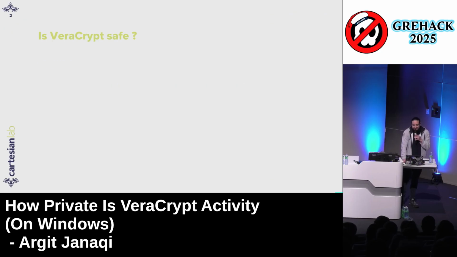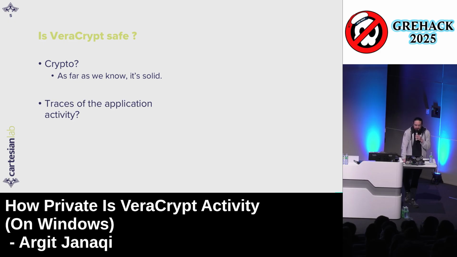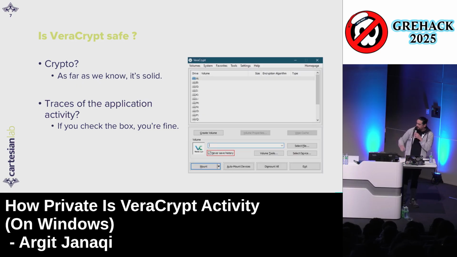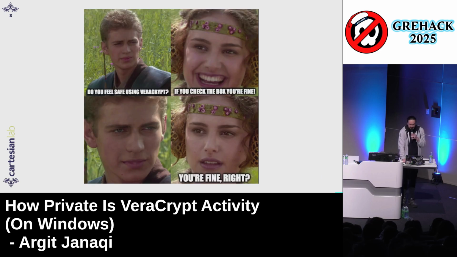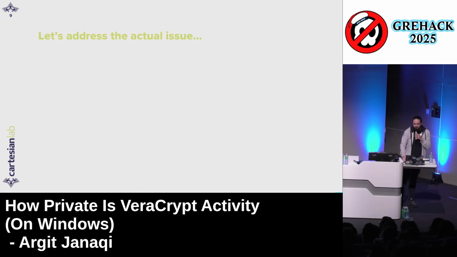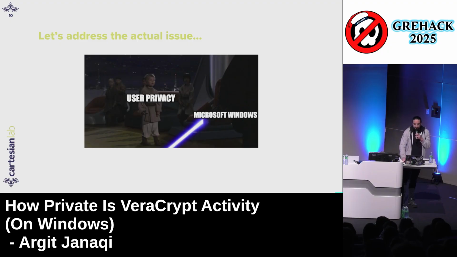So, is it safe? Well, on the crypto side, as far as we know, it's quite solid. What about the traces of the application activity on the system? Well, if you check the box, then you're fine. Which box? This box. Never save history. So, are you fine though? Well, from a VeraCrypt perspective, you are fine, but the actual issue is not VeraCrypt itself, because when you check the box, there's no history. That's okay. The problem is Microsoft Windows, of course.